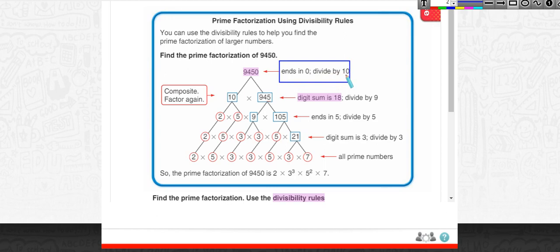For example, 945, I will divide it by 10. Yeah, you divide it by 10. Now this number, when you divide it by 10, it will just be 945. You are talking about this one? No, Miss, this number ends with 5. Okay, from the divisibility rule, any number that ends with 5 could be factorized this way.